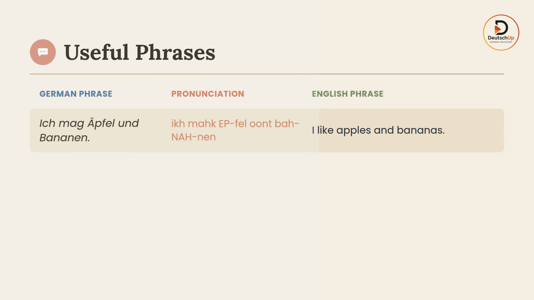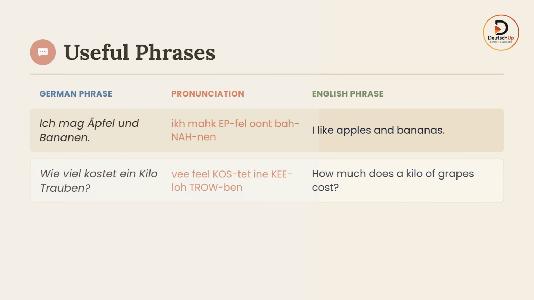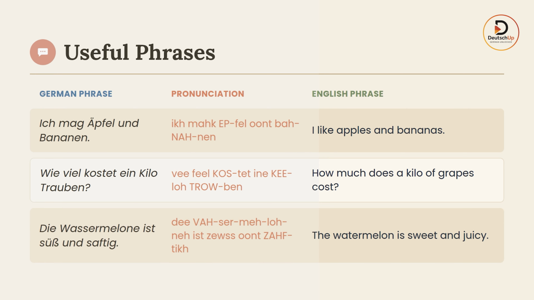Next, if I want to say, how much does a kilo of grapes cost? So how will we say? Wie viel kostet ein Kilo Trauben? Next we have, the watermelon is sweet and juicy. So how will we say this? We will say, die Wassermelone ist süß und saftig.